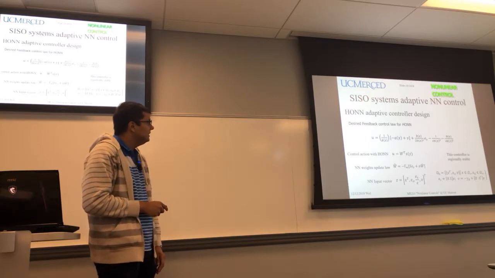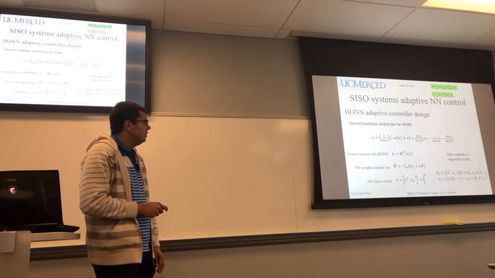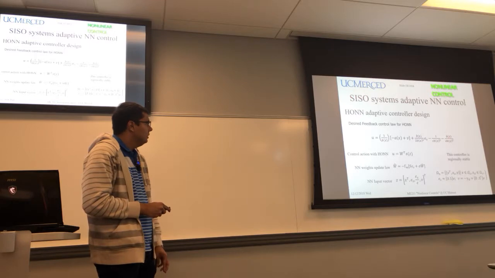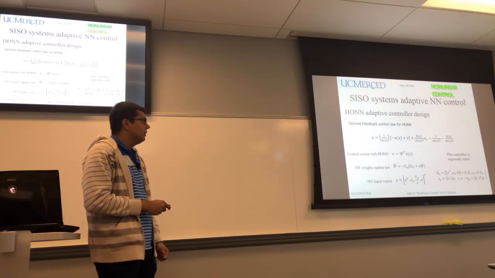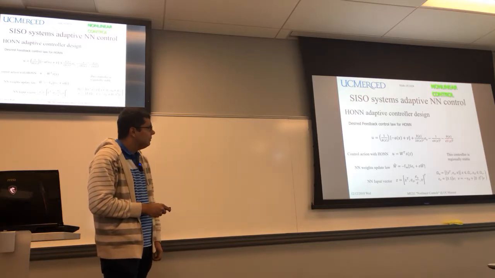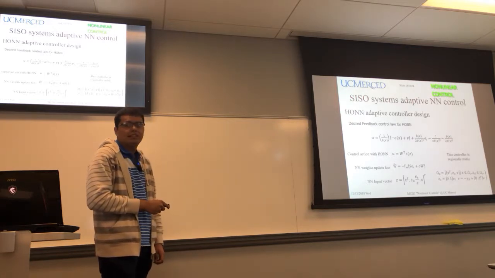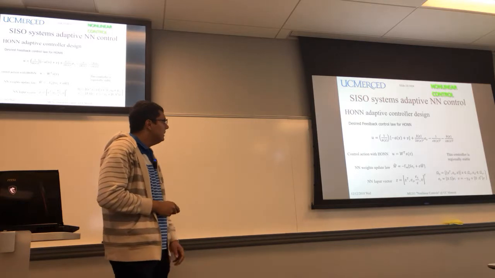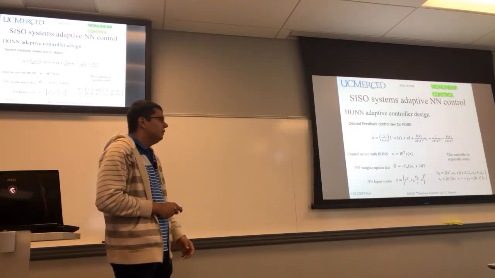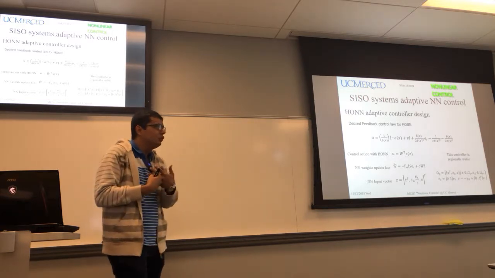Basically, if you analyze this control law, you see that you don't know B, you don't know A, you don't know many of the parameters. So your neural network, in this case your higher order neural network, will estimate all this behavior that we have here in your control law. That's the main idea of the neural network: estimate the things that I don't know.